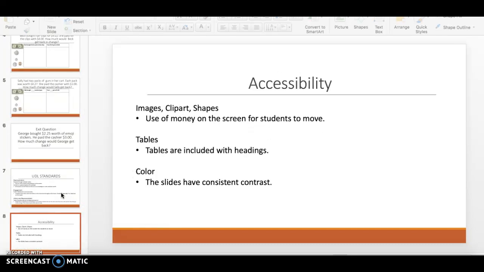The accessibility: some of the images, I used the money that students were able to move around. The tables are included with headings. So I had the table with how much money they were spending versus how much money they had to get to. And then color, I think that the slides have consistent contrast throughout.